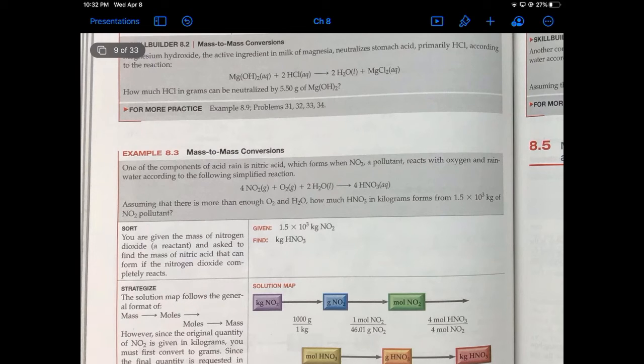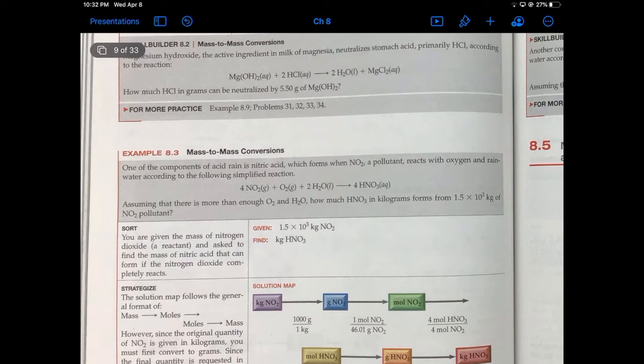And it says, assuming there is more than enough oxygen and water, how much nitric acid would be made in kilograms? So how much of that nitric acid in kilograms forms from 1.5 times 10 to the 3? Oh, goodness, I know why they do it. It's because of sig figs. There's only 2 sig figs in that number, but 1.5 times 10 to the third is just 1,500 kilograms. So if we have 1,500 kilograms of NO2, that pollutant, how much nitric acid would we make?